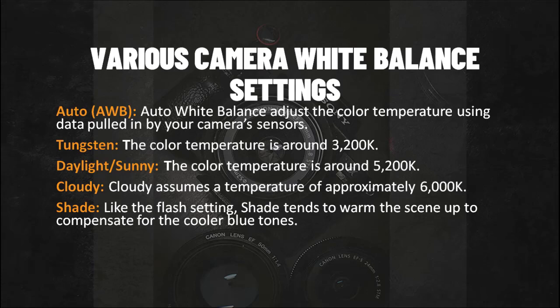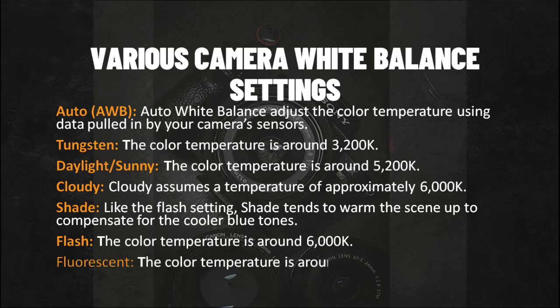The shade white balance works like the flash settings, and the shade tends to warm up the scene to compensate for cooler blue tones. Now these usually have higher K values, which should be between 5000 to 6000 also. The flash color balance, the color temperature is usually around 6000 K, and this is also to ensure that white colors appear white. These settings, you have them all in your camera. You can just pick the specific white balance and test.